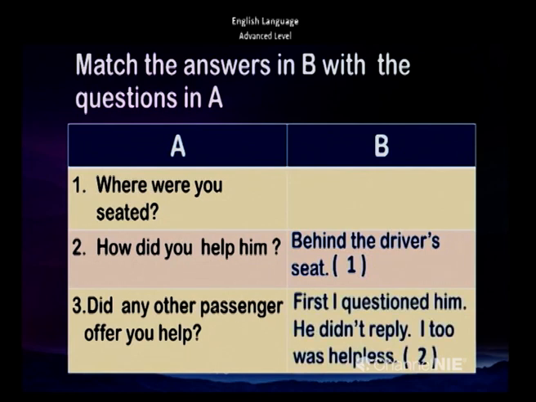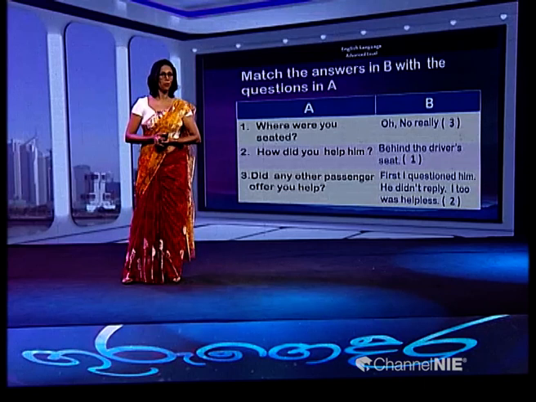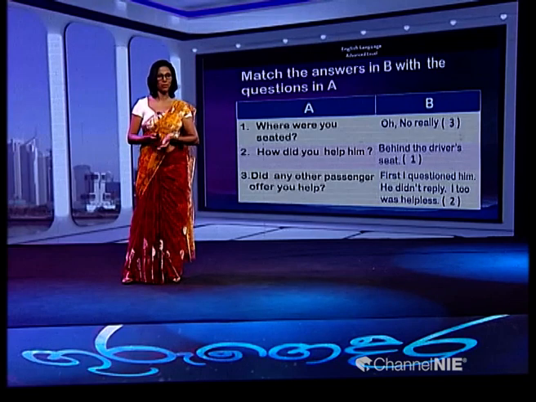First I questioned him. He didn't reply. I too was helpless. Okay, then the family members are quite inquisitive. They wanted to ask Ramya whether he was the only person on the bus. Did any other passenger offer you help? What's Ramya's answer? Oh, no, really they didn't help him. Can you remember? He was the one who was handling everything, right? So some more other questions.